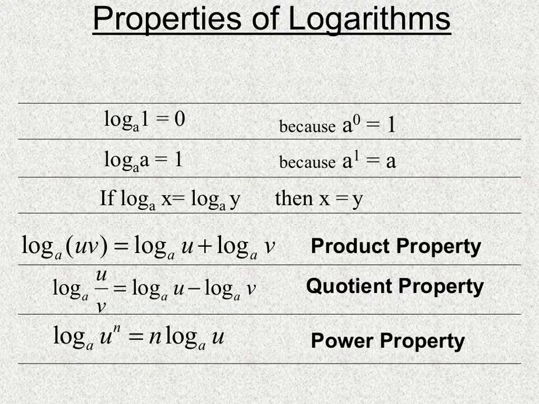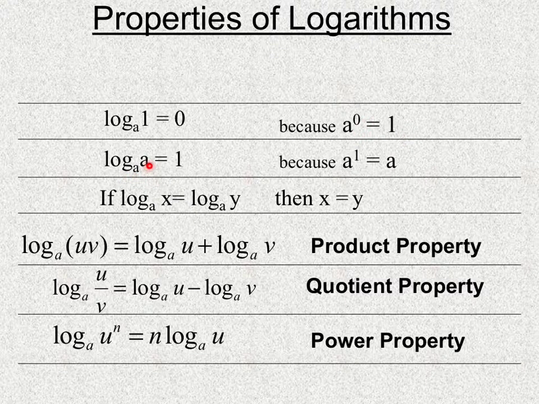Here are the properties of logs. This is just a review. If you've done your investigation, you should have seen some of these. Let's start from the top. These three we've already talked about. We said this is a special example. The log of 1, no matter the base, is always 0. And that's because a to the power of 0 is 1. Anything to the power of 0 is 1.